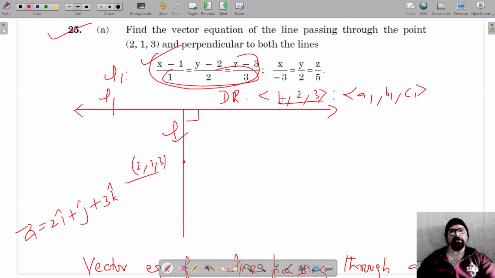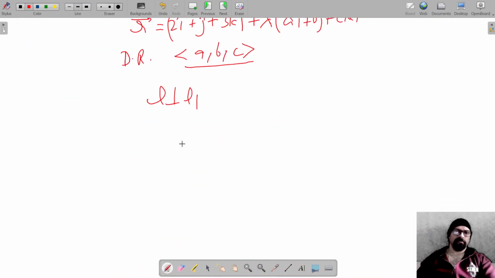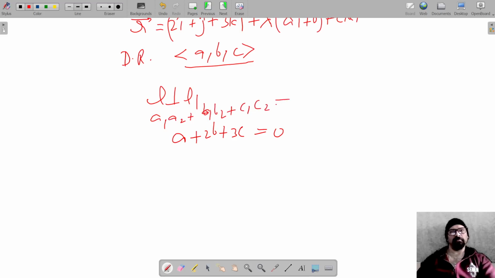So this is a plus 2b plus 3c is equal to 0, because when the lines are perpendicular, A1 into A2 plus B1 into B2 plus C1 into C2 is equal to 0. So let this be our first equation.